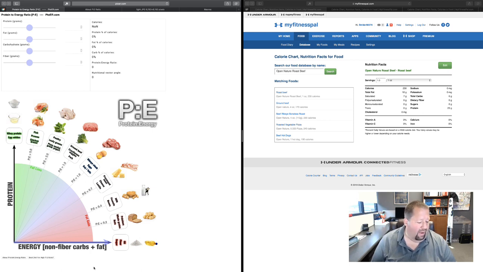So today what I want to talk about is Dr. Ted Naiman's protein to energy ratio calculator. Dr. Ted is somebody that I have been following on Twitter for quite a while now. And I found out a few months ago that he's actually in Issaquah, Washington, and I live in Puyallup, Washington, which is about 35 miles south of Issaquah.